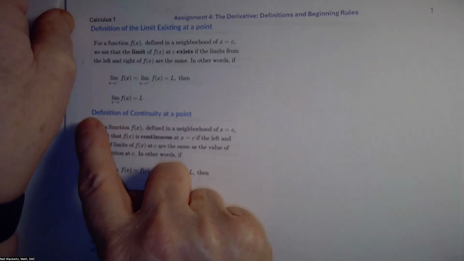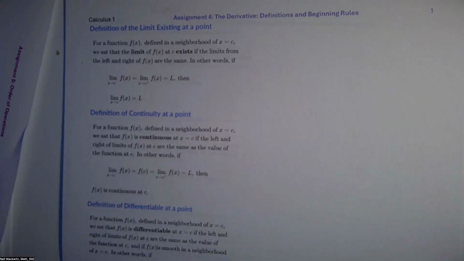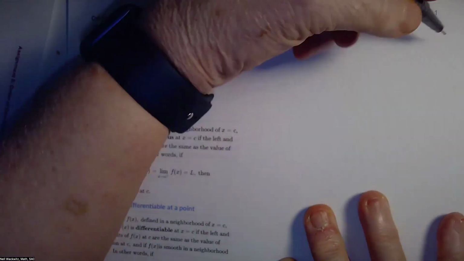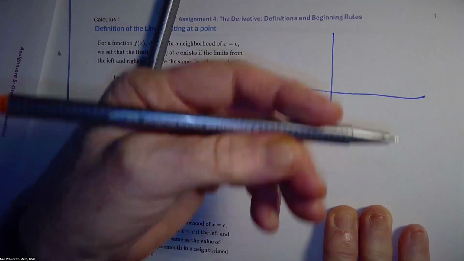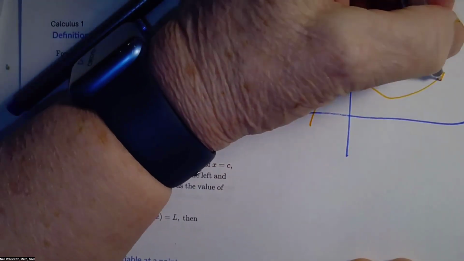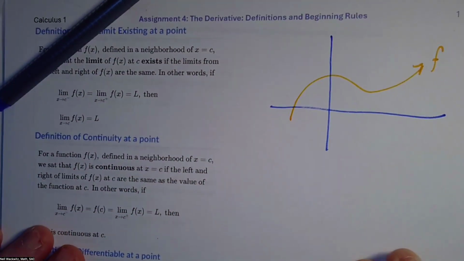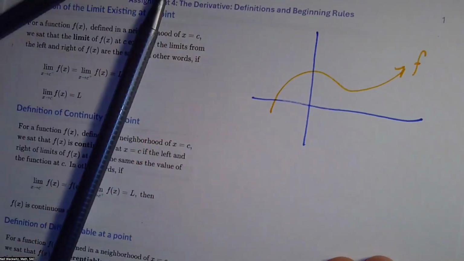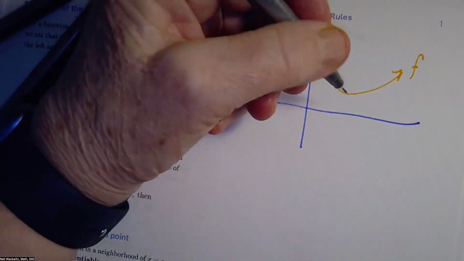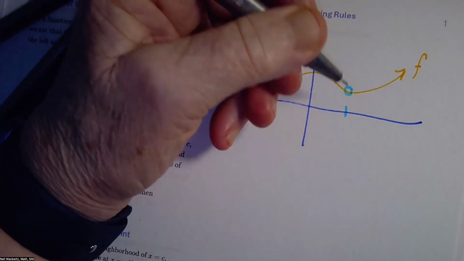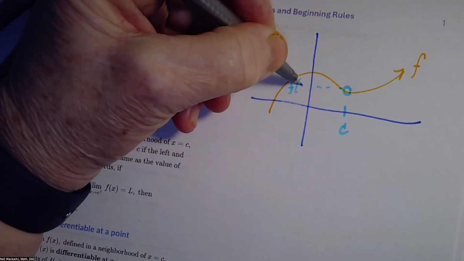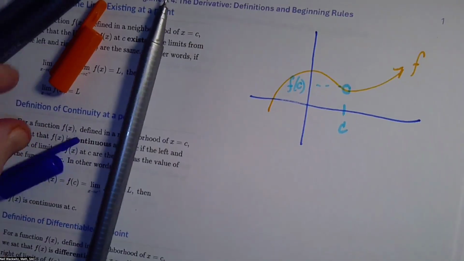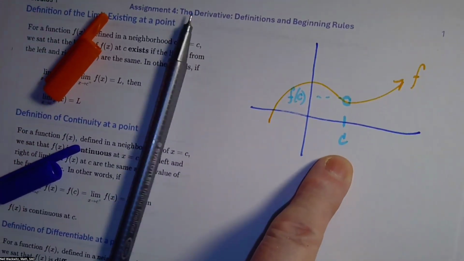Let's start by remembering what we know about continuity. So if we have a function, let's call it, for creativity's sake, f. And let's say that f has a hole at some number c. So we would say that f of c is the y value for the x value c.